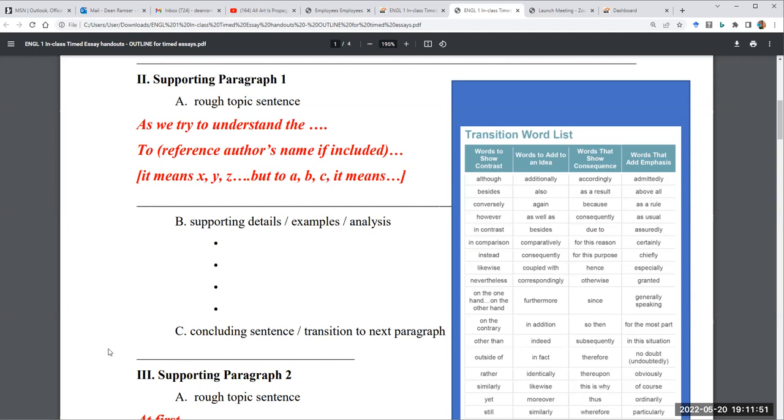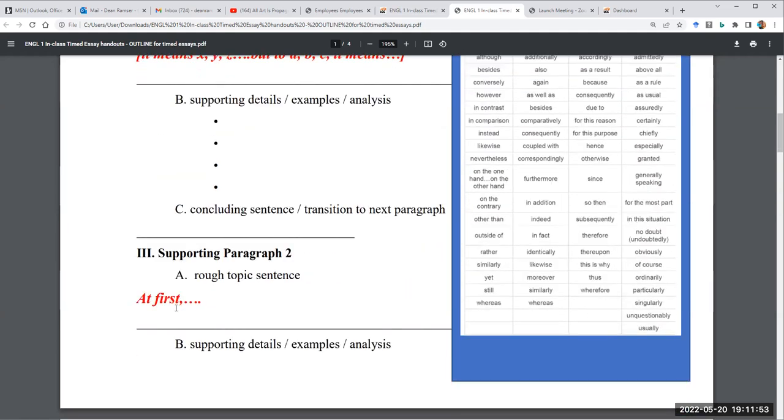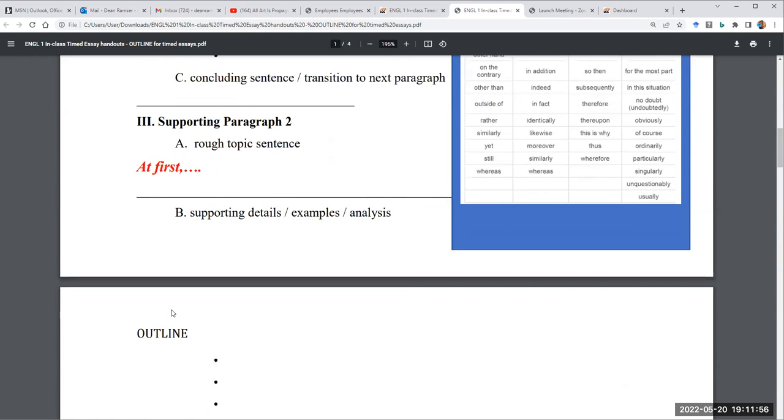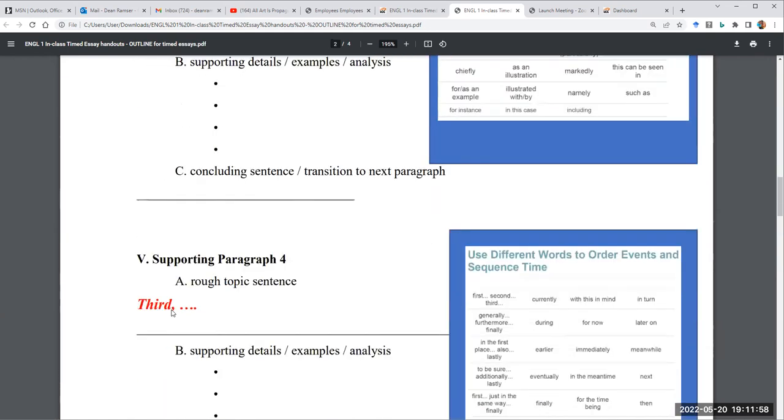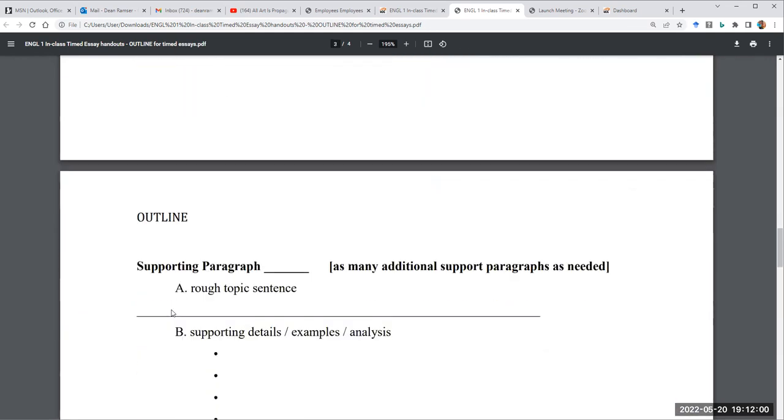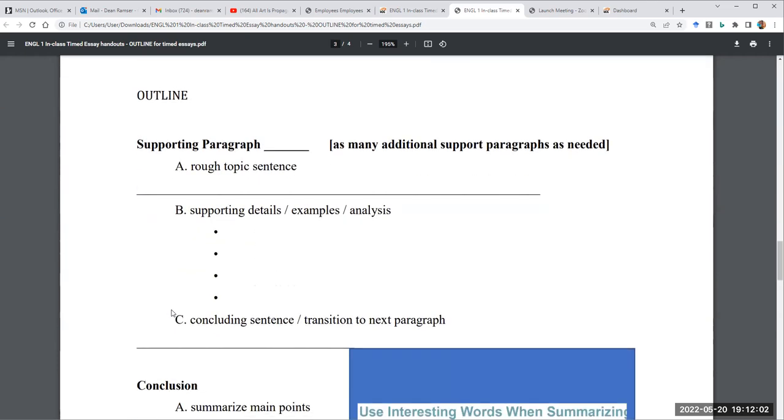So let's take a look at the next paragraph. All the paragraphs 2 and 3 and 4 are all the same. And I've had you look at the outline a few times now.